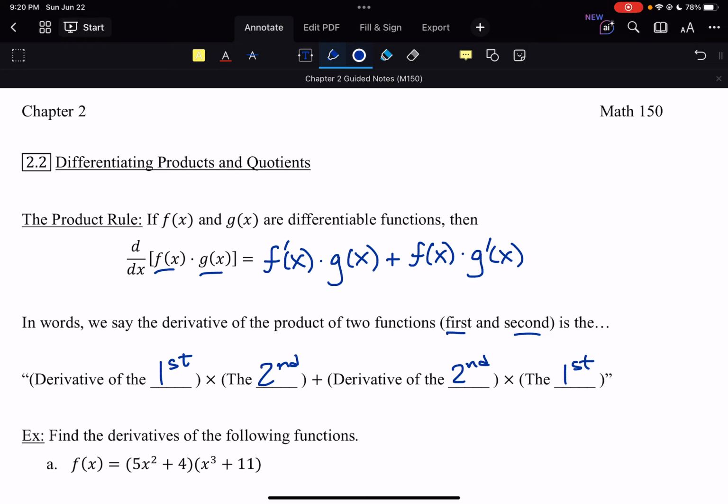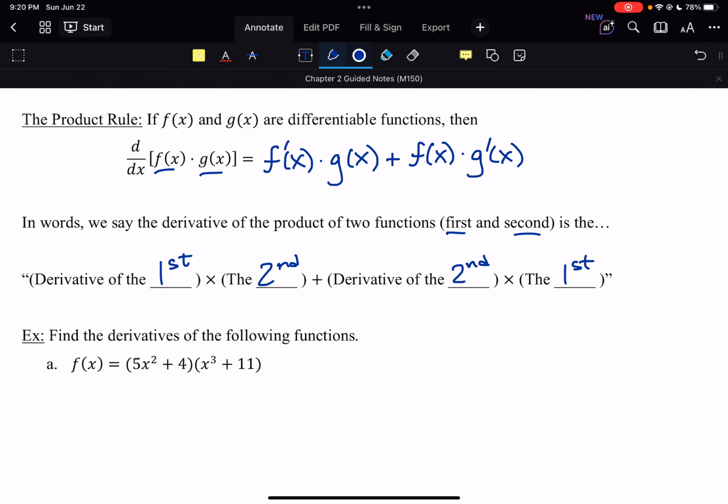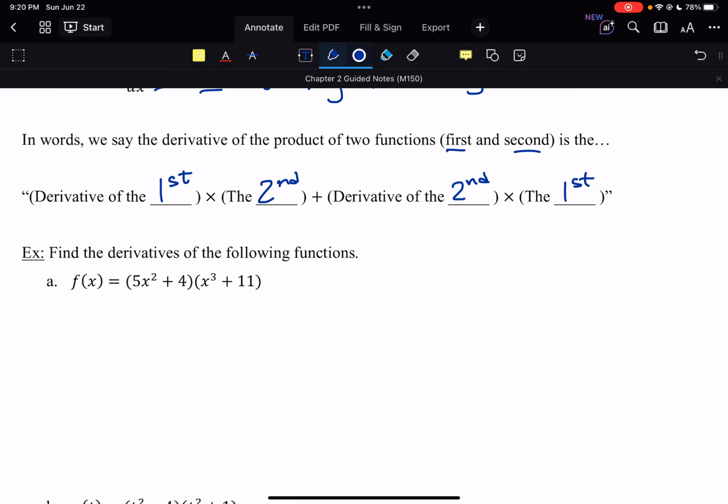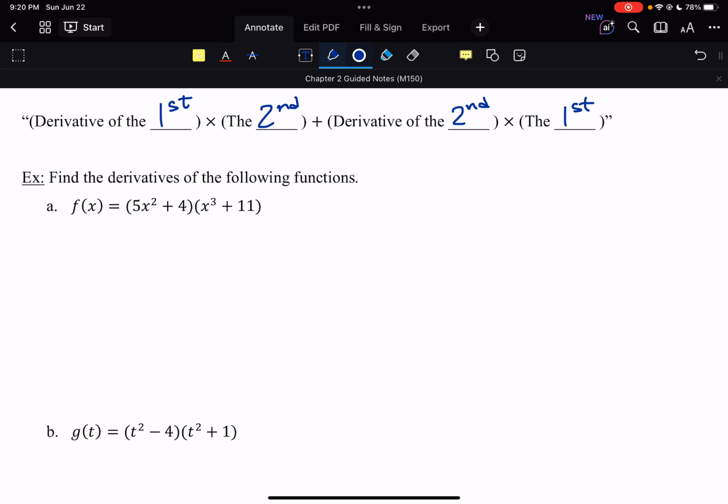So this is the product rule. Again, it's not quite as nice as just doing it all separately, but this is what we need to adhere to when we have a product of functions. So let's take a look at some examples.